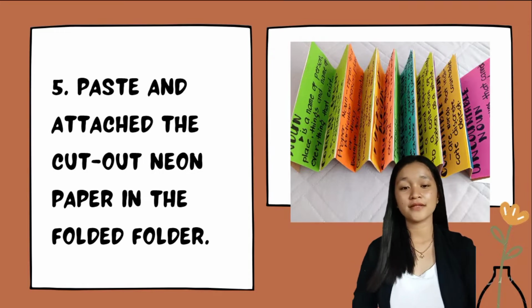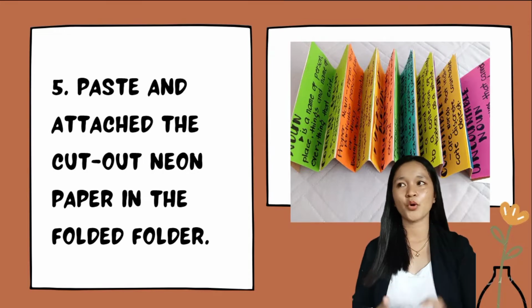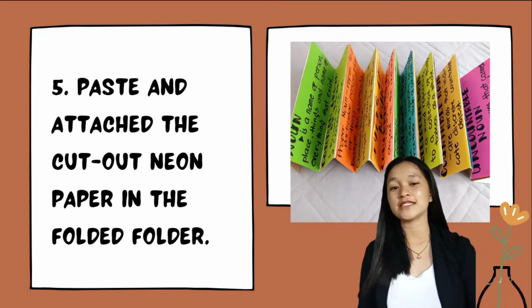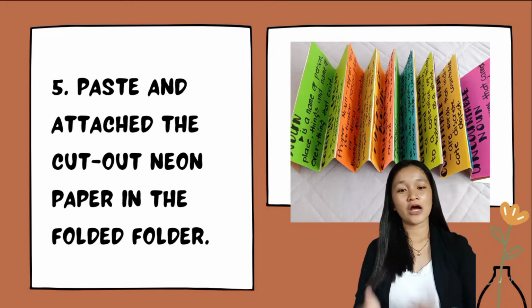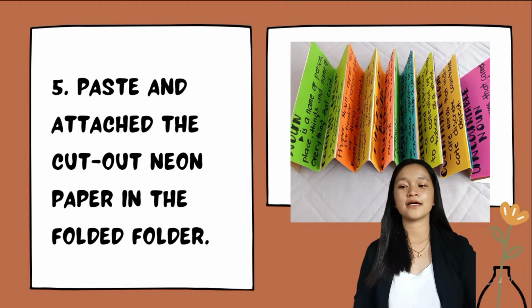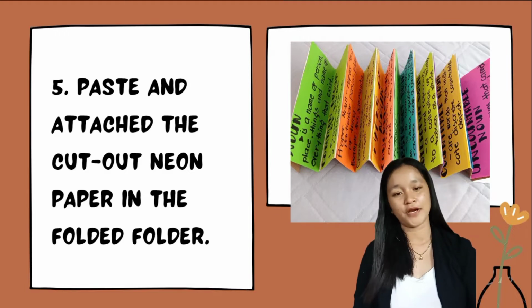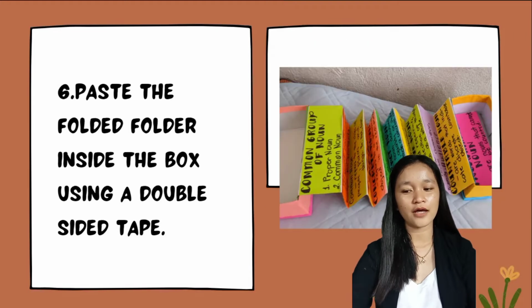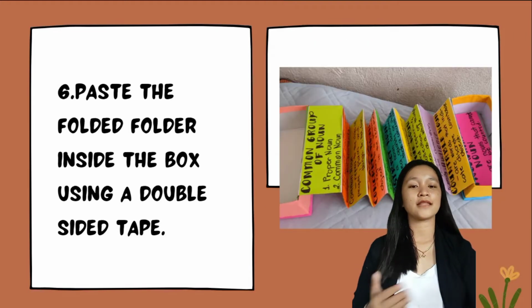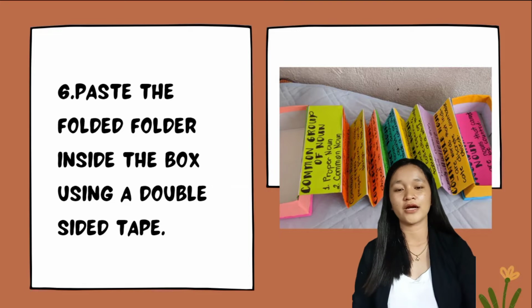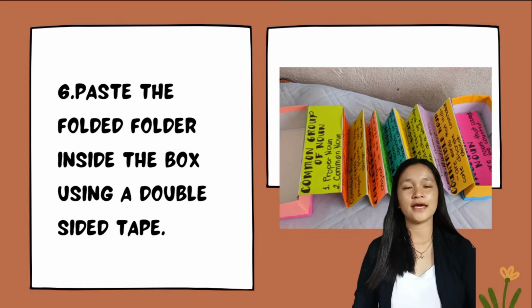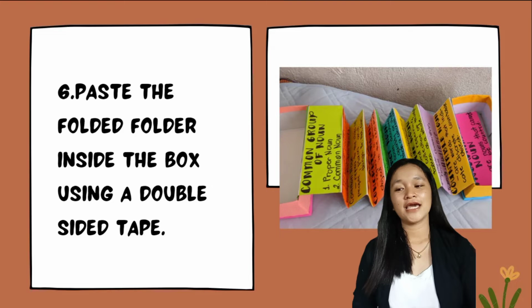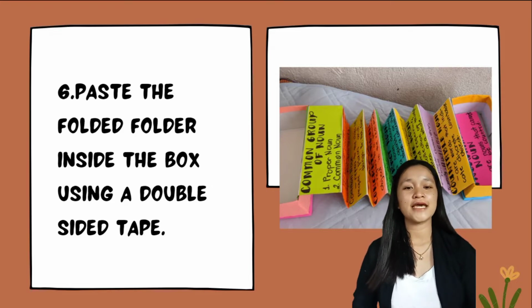When everything is ready and you have already jotted down the important contents or information needed in your discussion, now is the time for you to paste and attach the cut-out neon paper in the folded folder. After you paste and attach the strips of neon paper, the last procedure in creating a Box Pull-Out Organizer is to paste the folded folder inside the box using a double-sided tape.